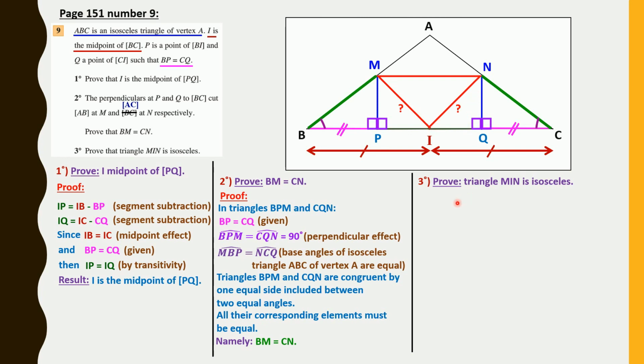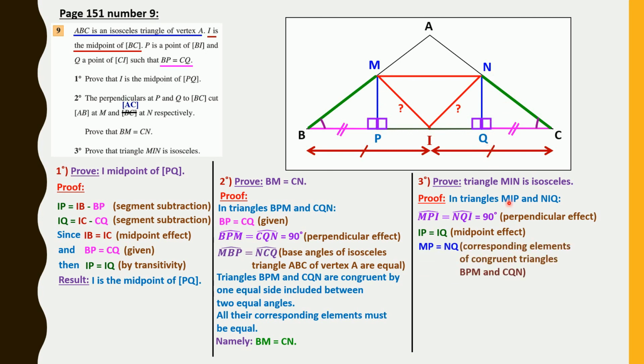Now let's write the proof. In triangles MIP and NIQ, first we can claim angle MPI equals angle NQI, perpendicular effect. The segment IP equals IQ, midpoint effect. It's proved in part 1. And last, we can claim that MP equals NQ, corresponding elements of congruent triangles BPM and CQN.